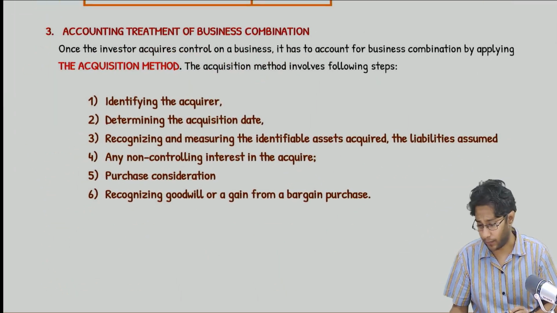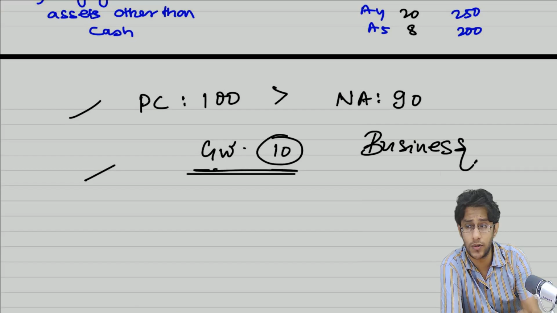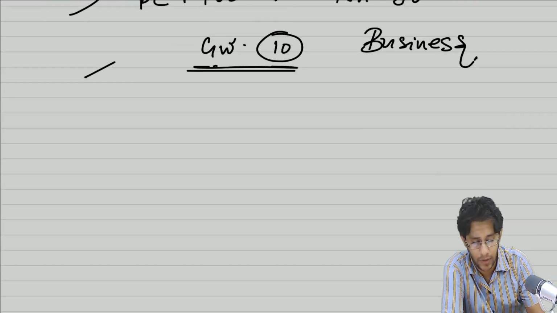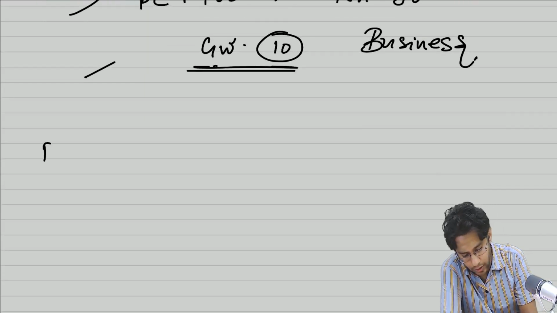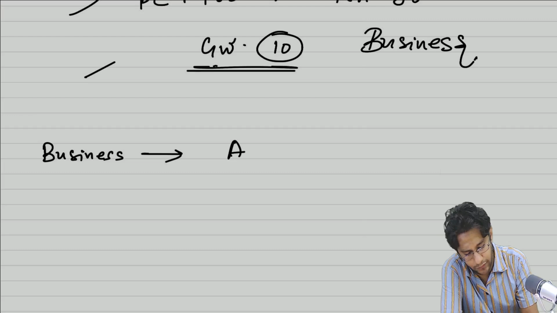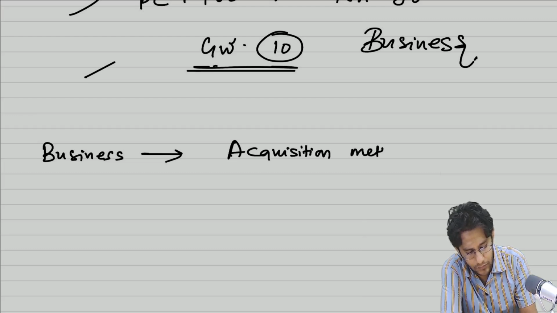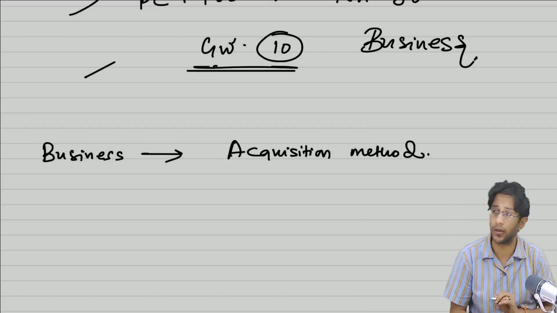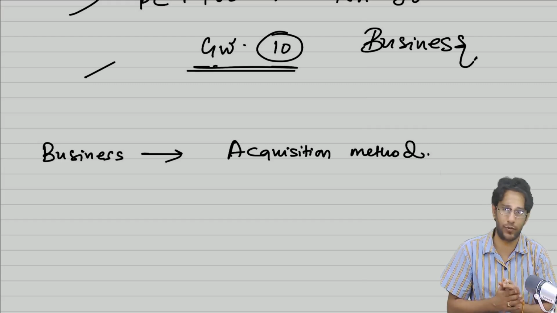business combination accounting. Suppose, sir, you have established that whatever you have taken over is a business. If it is established as a business, then according to this standard, you have to apply a method called the acquisition method. Now, what is there under this acquisition method?